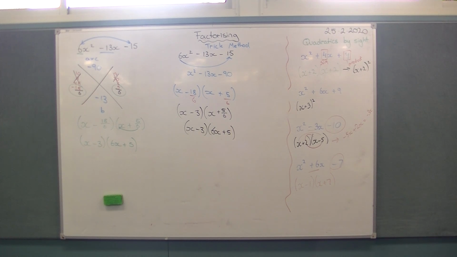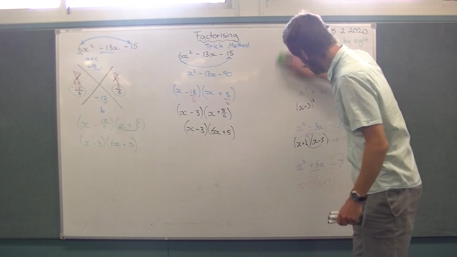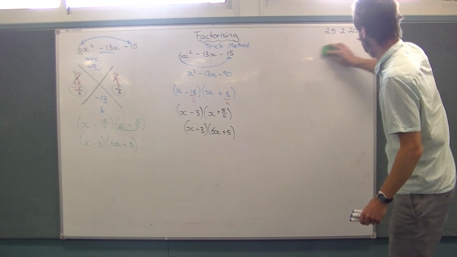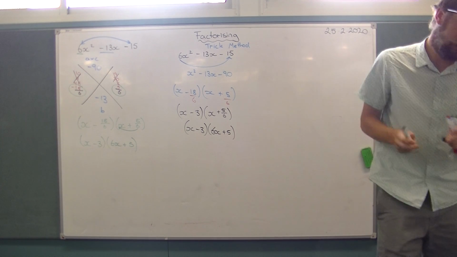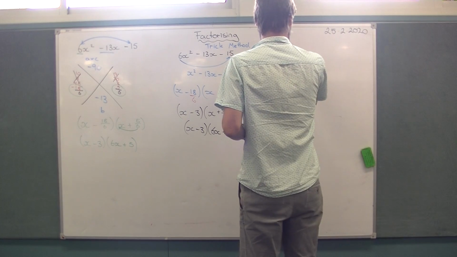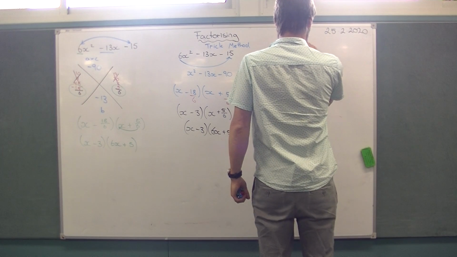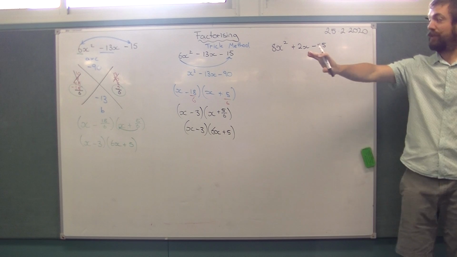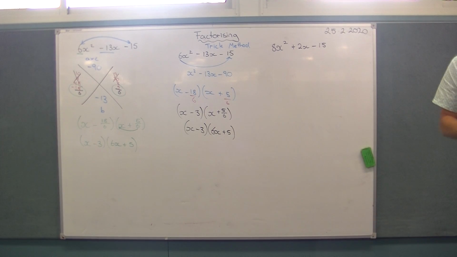Good work. Would you like another one? 8x squared plus 2x minus 15. Right, you guys do it using whichever method you like. I'll give you a couple of minutes and then I'll do it on the board using my method, not Mr. Sinnott's method.